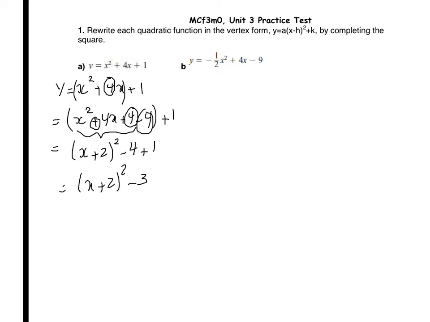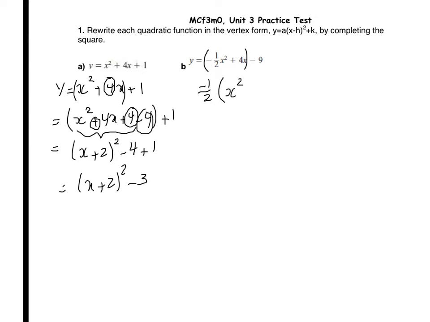Now for b, I'm going to do exactly the same thing. I'm going to put a bracket beside the two terms with x. Now the leading coefficient of x squared is negative 1 over 2, so I factor out negative 1 over 2. Negative 1 over 2 divided by negative 1 over 2 is 1, so I get x squared.